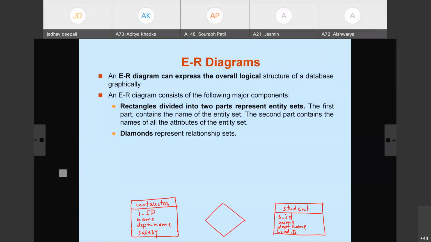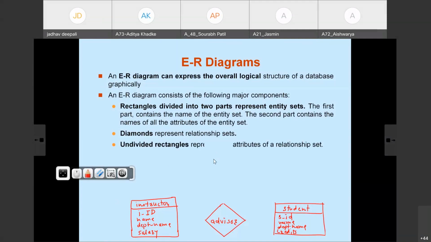So what is the relationship set between the instructor and the student? Advisor is the relationship set between the instructor and the student. So here the diamond is used to represent the relationship set.